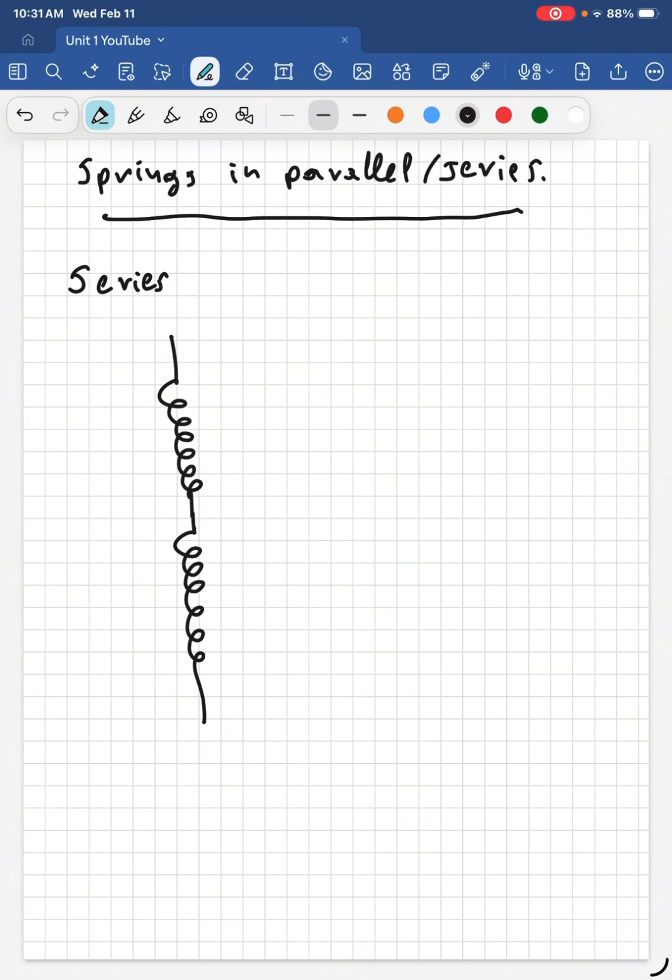So if you have, this is called springs in series. If the first spring has a constant K1 and the second one has a constant K2, then the total spring constant is given by this expression. 1 over K total is 1 over K1 plus 1 over K2.